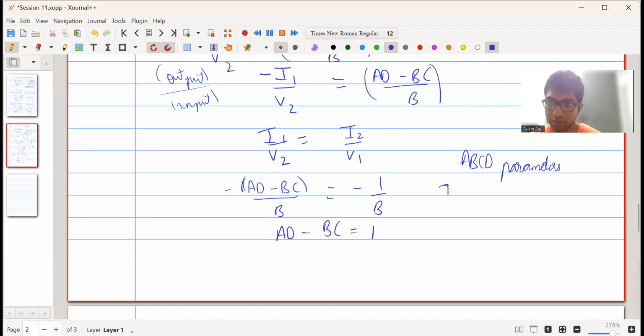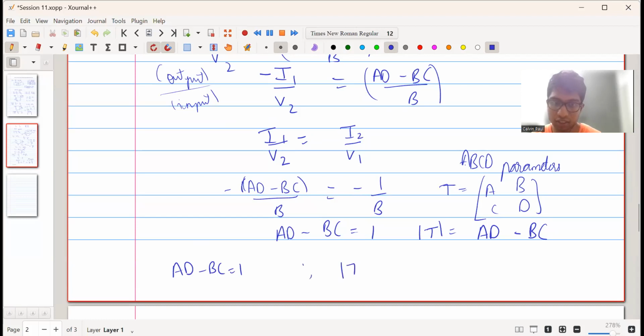and this is a matrix T. It is given by A, B, C, D. So the determinant of this matrix T is equal to A into D minus B into C. And if we want this network to be reciprocal, then the condition we have obtained is AD minus BC is equal to 1. That would mean that the determinant of the matrix must be equal to 1. So if this is the case, then we consider that the network is reciprocal.